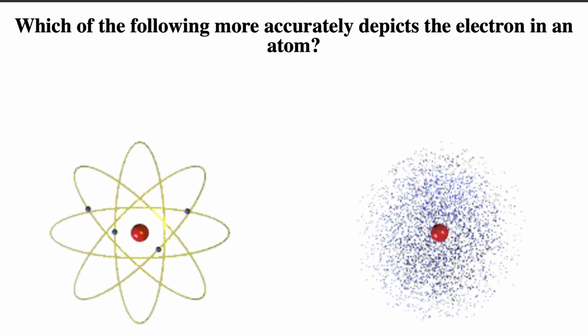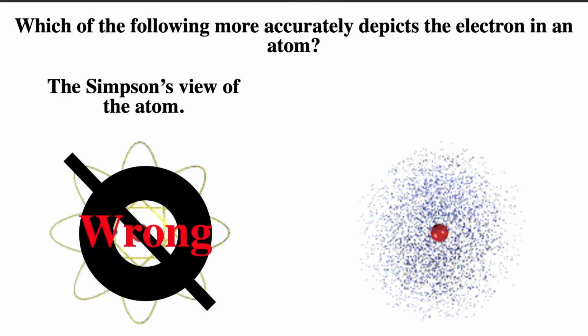So one question we could ask is, which of the following more accurately depicts the electron in an atom? Now, the one on the left is really pretty. It reminds people of planets orbiting the sun, but it's really, really wrong. I consider it the Simpsons view of the atom. Remember, electrons are not particles, they're not like apples. They have a wave-like nature.